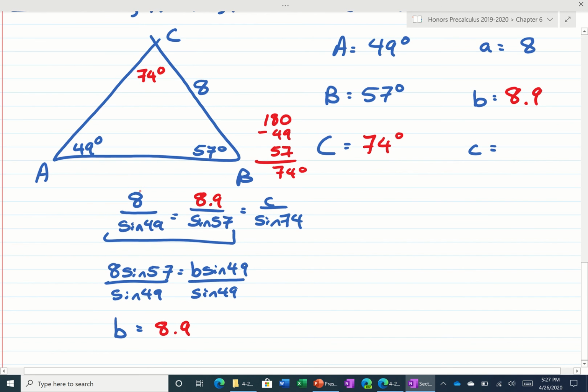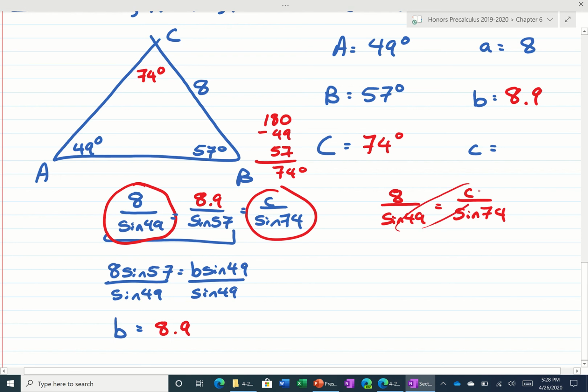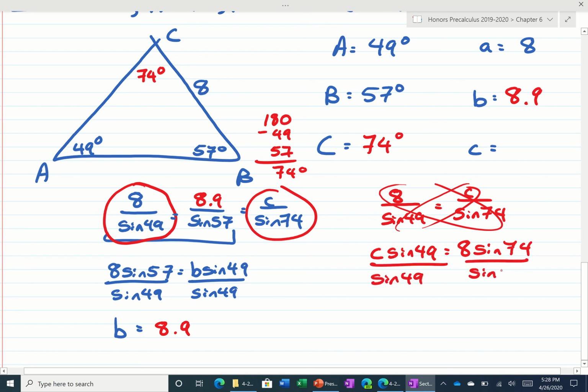We can't use Pythagorean theorem, so let's use this fraction and this fraction. We don't want to use that one because that's rounded, so I'm going to use what we're given. Let's cross multiply and divide to finish this one up. C times the sine of 49 is equal to 8 times the sine of 74. We could divide both sides by the sine of 49. Let's see, 8 times the sine of 74 divided by the sine of 49 comes out to be 10.2. So there you go. That's law of sines.